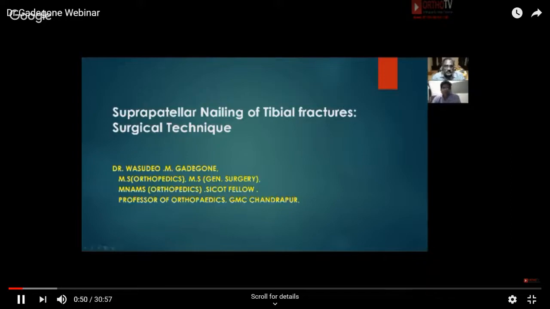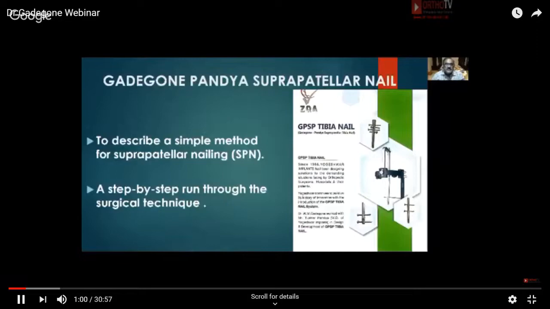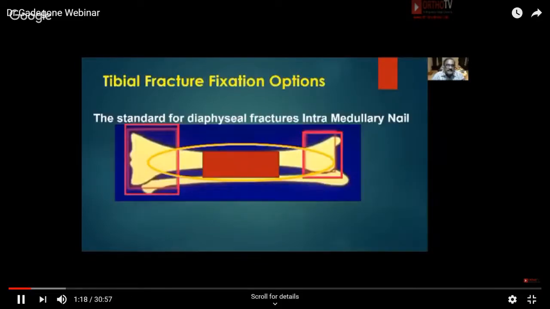Welcome. Thank you, Ashok, for giving me the opportunity to deliver a lecture on the surgical technique of suprapatellar nailing of tibial fractures. This is a new nail known as the Gadegone Pandya suprapatellar nail, designed by me and Pandya of Yogeshwar Implant, to describe a simple method for suprapatellar nailing. A step-by-step run through the surgical technique is the aim of this presentation.